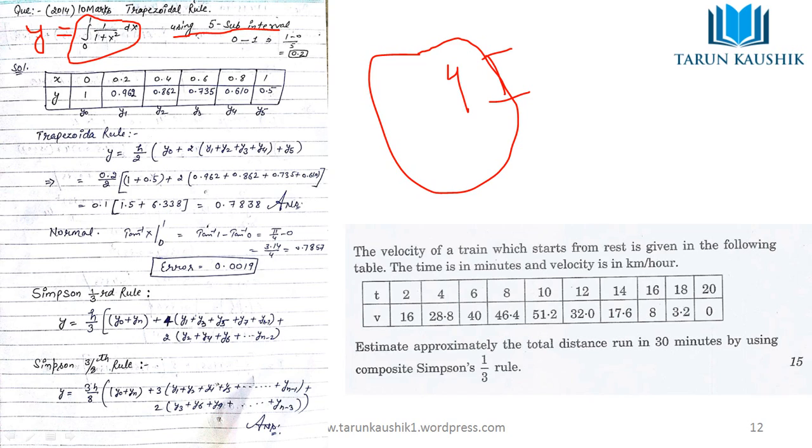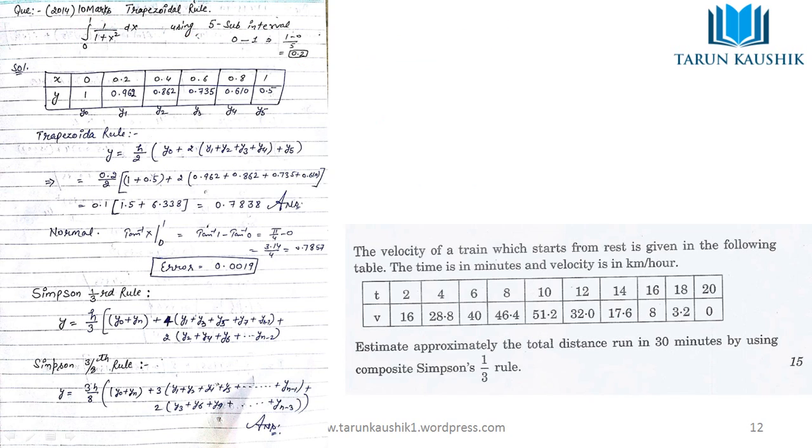So the interval can be divided into 5 sub-intervals. The step size is taken as 0.2, that is, final value minus initial value divided by the number of intervals: 1 by 5 is equal to 0.2. So I have taken 0, 0.2, 0.4, 0.6, 0.8 and 1.